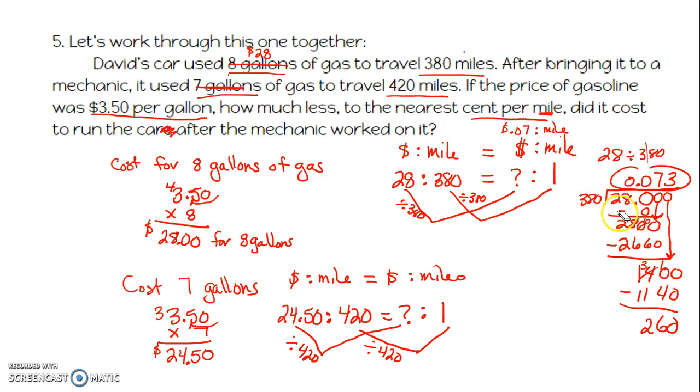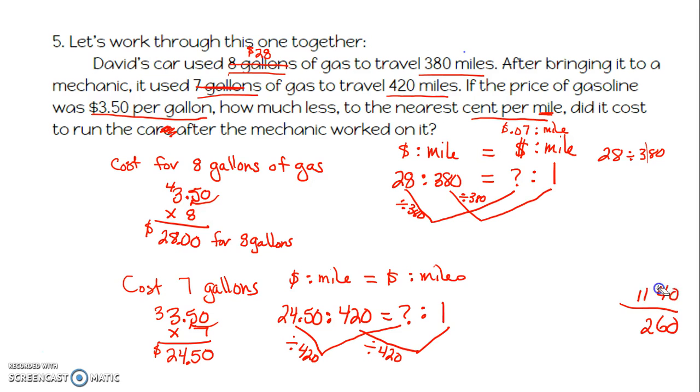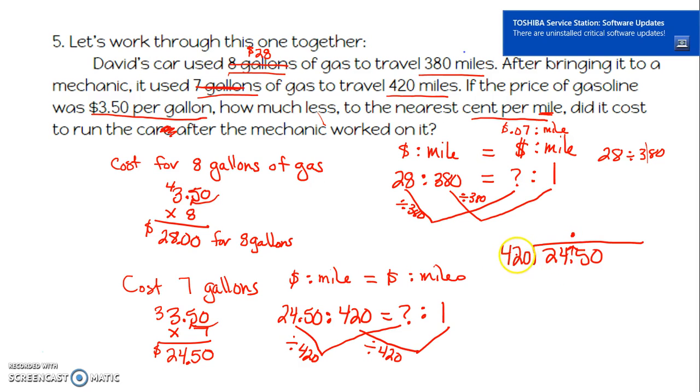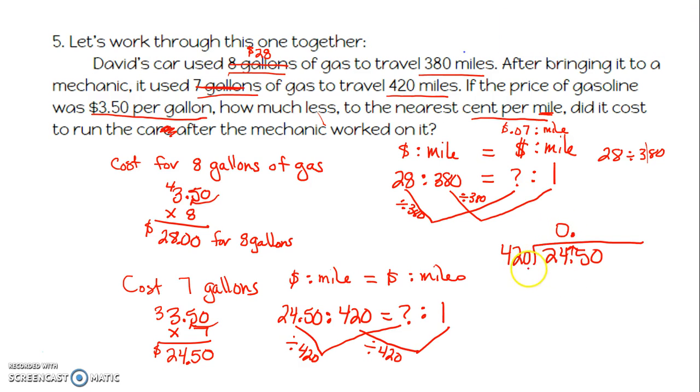Now keep in mind, I'm erasing because I need some space. But you remember that first go around, it was 7 cents per mile. Now after the car gets fixed, let's see how much it costs to travel a mile. I'm going to take $24.50 and divide it by 420. 420 goes into $24.50. Again, drag that decimal point right up, and then you can just ignore it as we're doing the division inside the box.